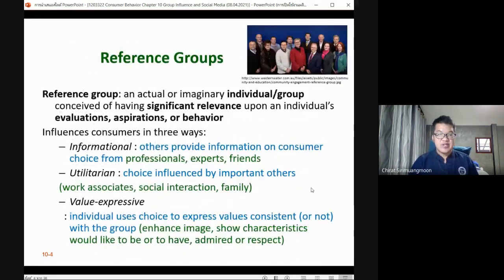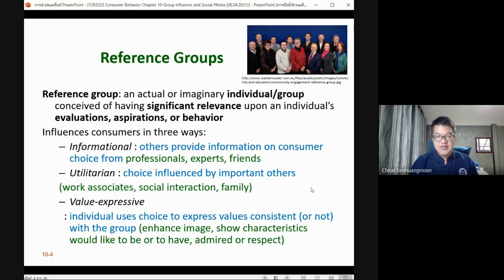So first one, what actually is group influence? Group influence is maybe just one person or maybe a group of people, but they have a significant effect on your evaluation, your judgment, your aspiration, and your behaviors. In other terms, reference groups can be only one person or a group of people, but they must have significant effects, like they can change your mind. They can make you feel that you want to buy or not to buy something. So this is how we call the reference group.